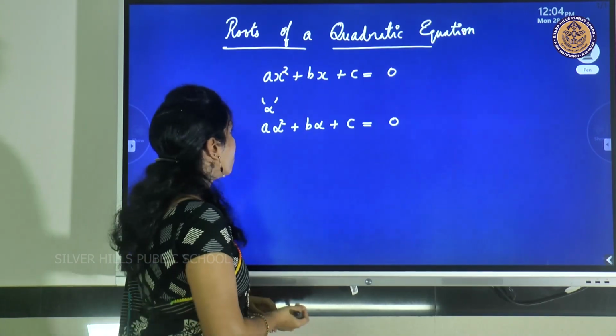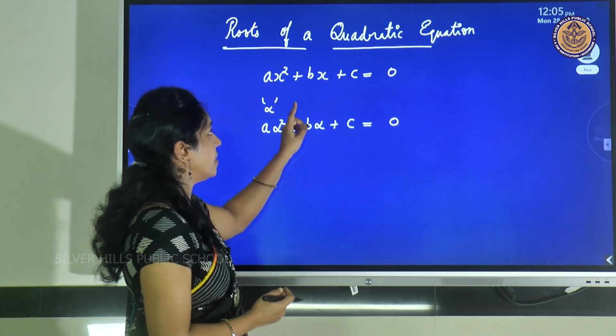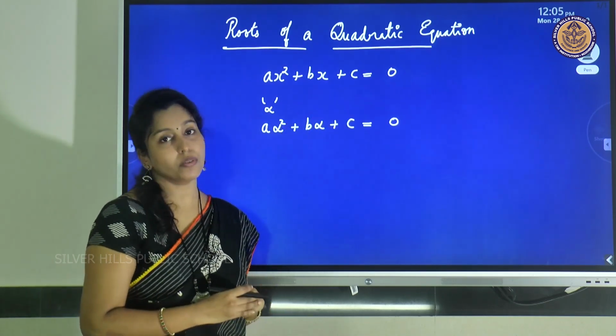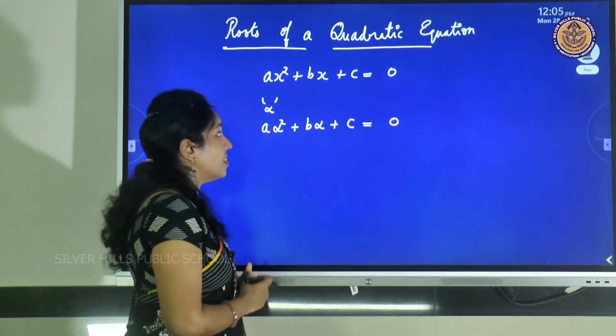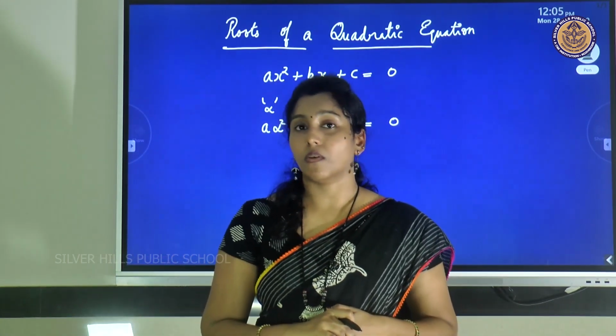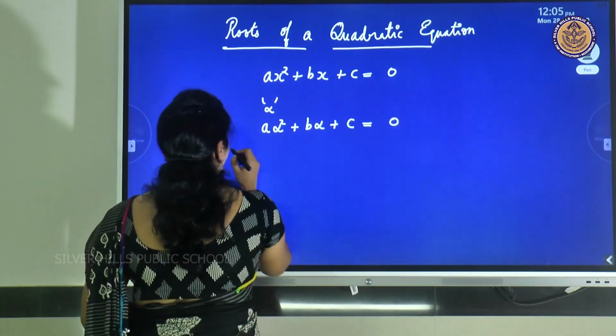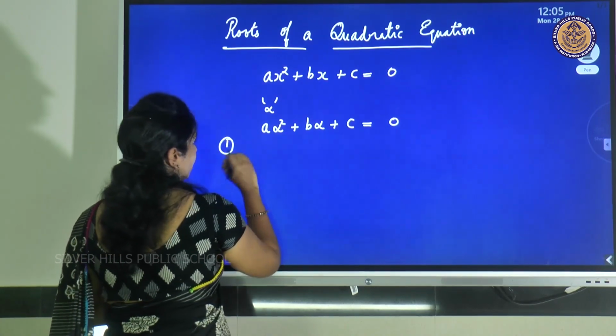If beta is a root, what will be the condition? a beta square plus b beta plus c equal to 0. So now we will be discussing the different methods of finding the roots of a quadratic equation. We will discuss the first method, which is the method of factorization.